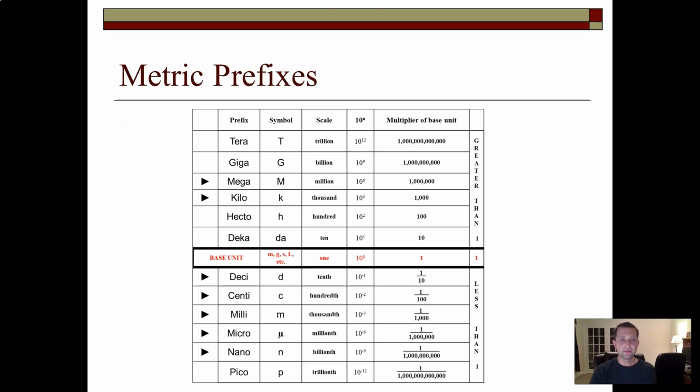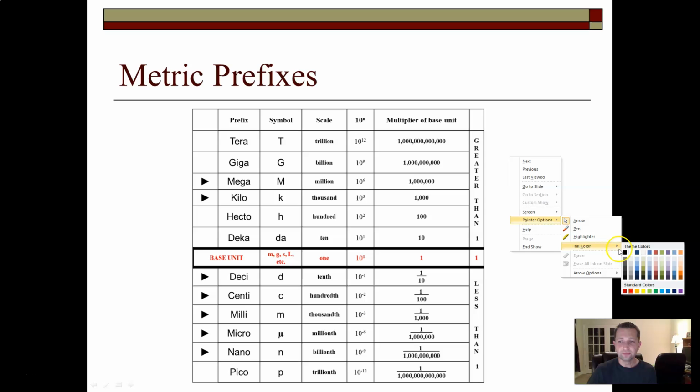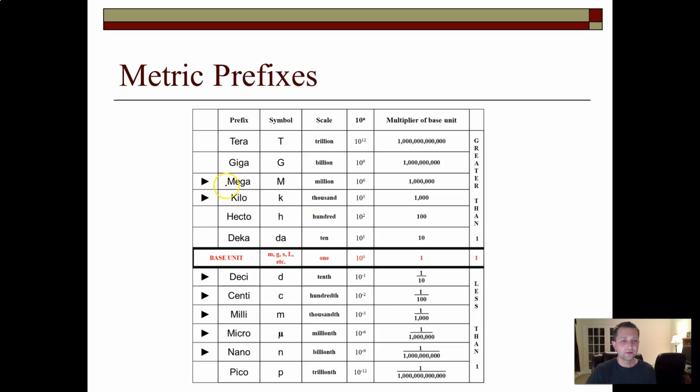So let's take a look at some of the metric prefixes. This is from your note sheet. There are only some of them you have to memorize. The ones with the triangle are the equivalences you need to memorize. How you read this is you have a base unit here in the middle. A base unit is just some unit of measurement, like a meter, a gram, a second, a liter, etc.